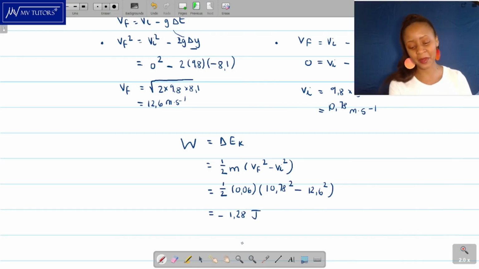And why is it negative? This ball is coming in contact with the ground. The kinetic energy this ball is exerting on the ground, it comes as positive. The ground exerting the energy or the force on the ball, it'll be equal and opposite. Okay, so yeah, if it was the ball to the ground, we would have positive 1,28, but because it's the ground to the ball, it's negative. And it's also negative because it shows us that you're losing energy.